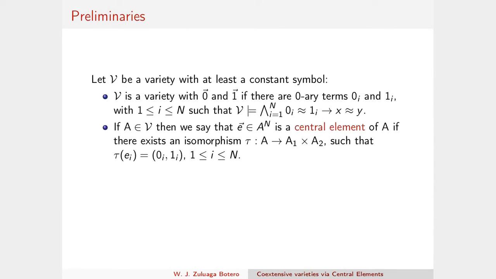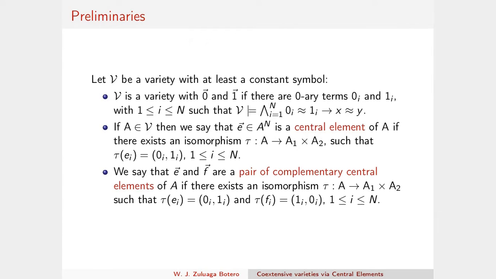If A is an algebra in the variety, then we say that an n-tuple E of A is a central element of A if there exists an isomorphism from A into the direct product of two algebras, such that every component of E is mapped to the pair composed by 0i and 1i.